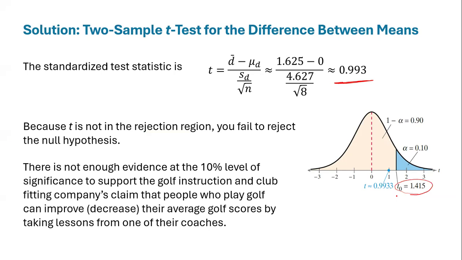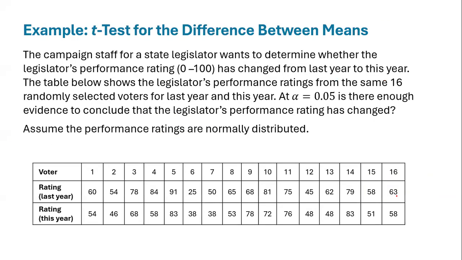Let's look at another example. Feel free to pause the video, work on the problem, follow all the steps, and then check your work. The next example says the campaign staff for a state legislator wants to determine whether the legislator's performance rating number from 0 to 100 has changed from last year to this year. Has changed. That means ratings are not the same from last year to this year. The table below shows the performance rating from the same 16 randomly selected voters for last year and this year.